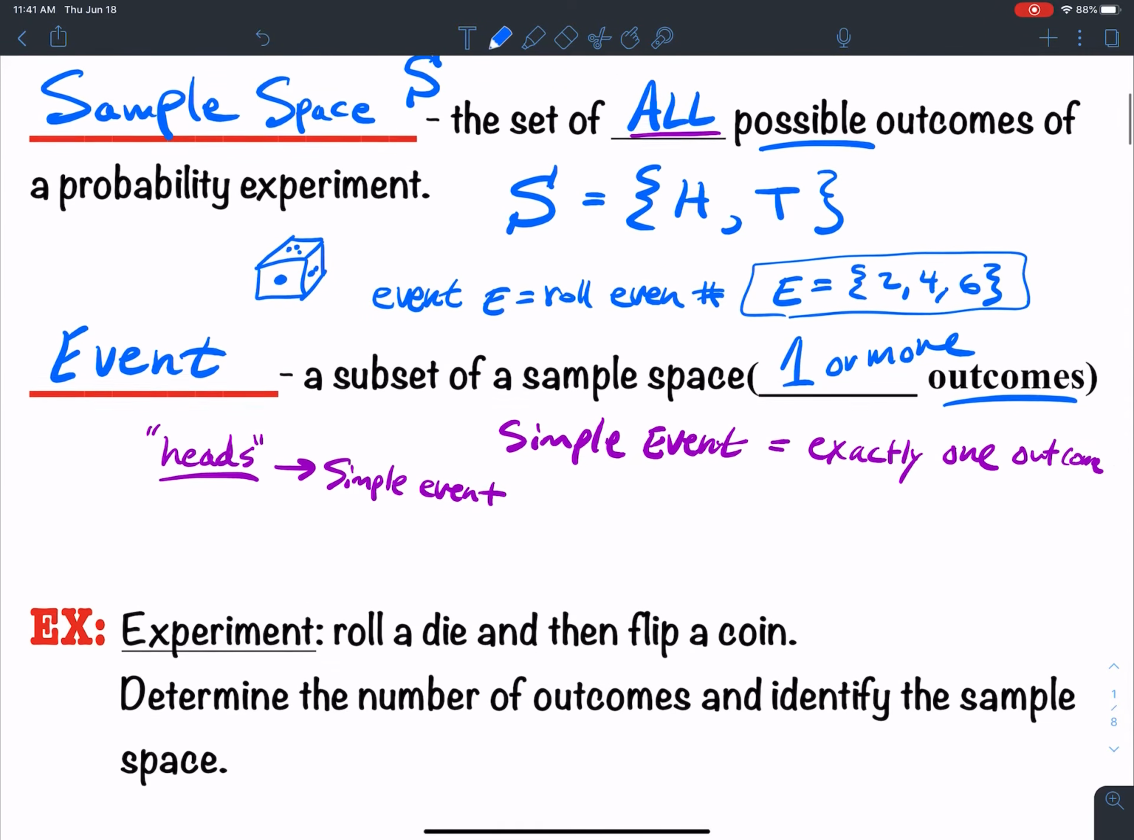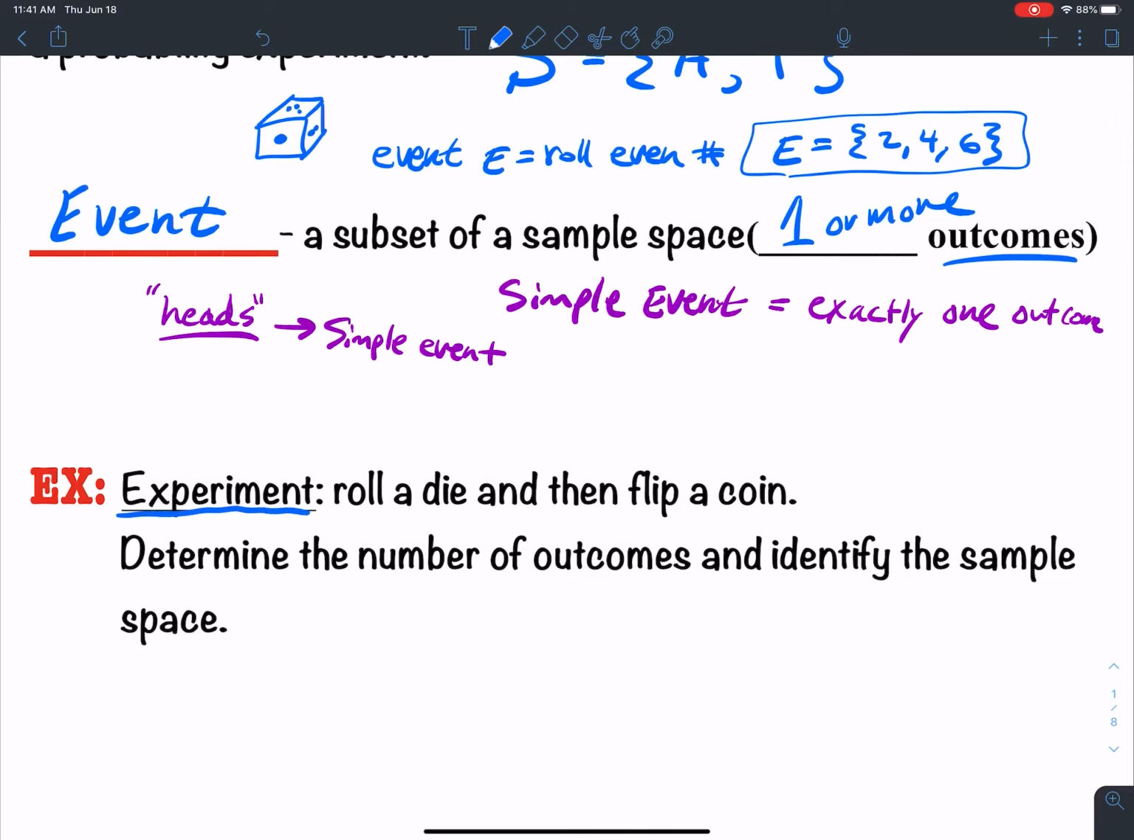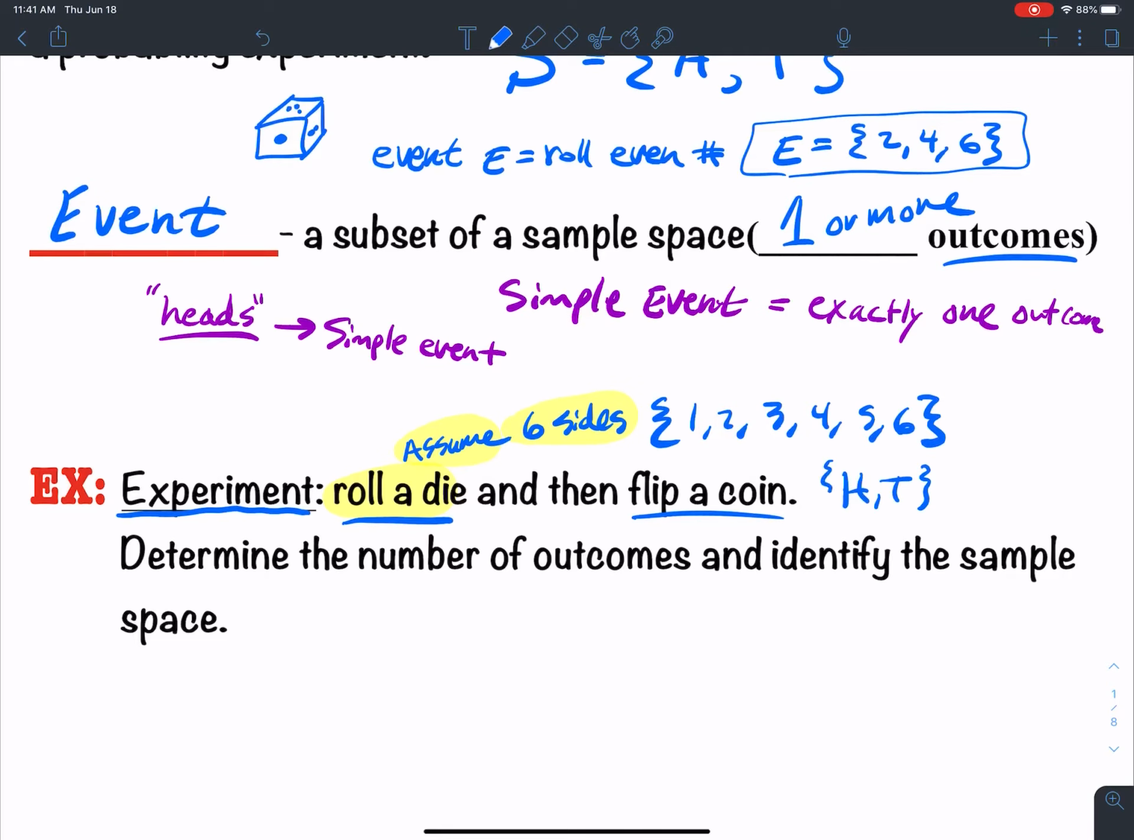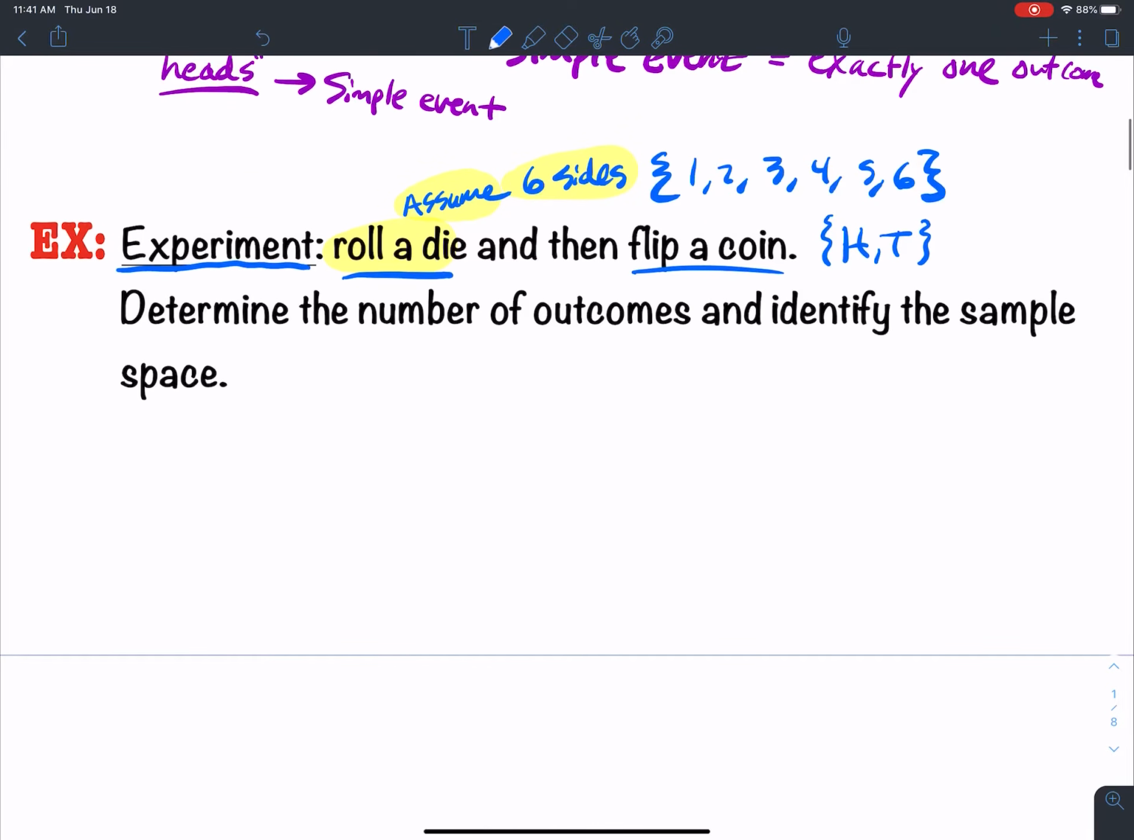All right? So here's an experiment. The experiment says roll a die. And anytime it just says roll a die, we assume the die has 6 sides, 1, 2, 3, 4, 5, 6, unless they tell you otherwise. Then you flip a coin. A coin is either heads or tails, okay? Determine the number of outcomes and identify the sample space. So how do we do this? We're going to do this example with a tree diagram.